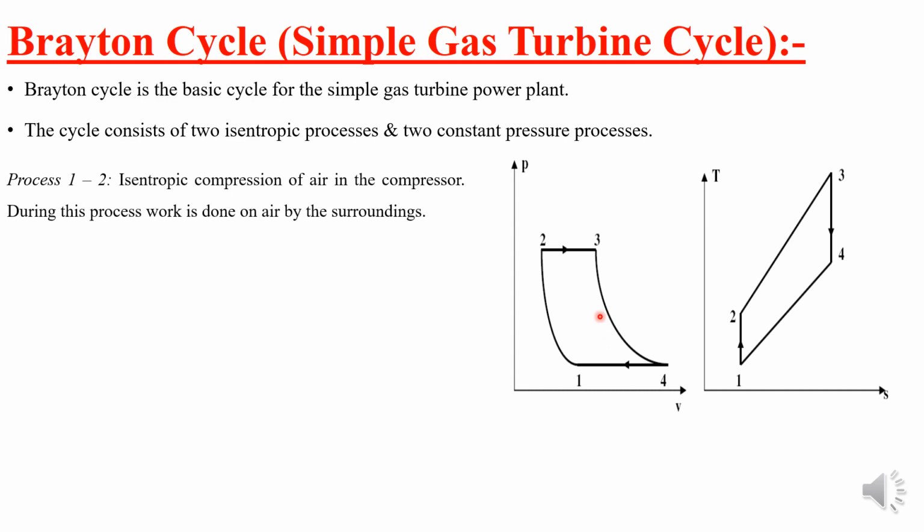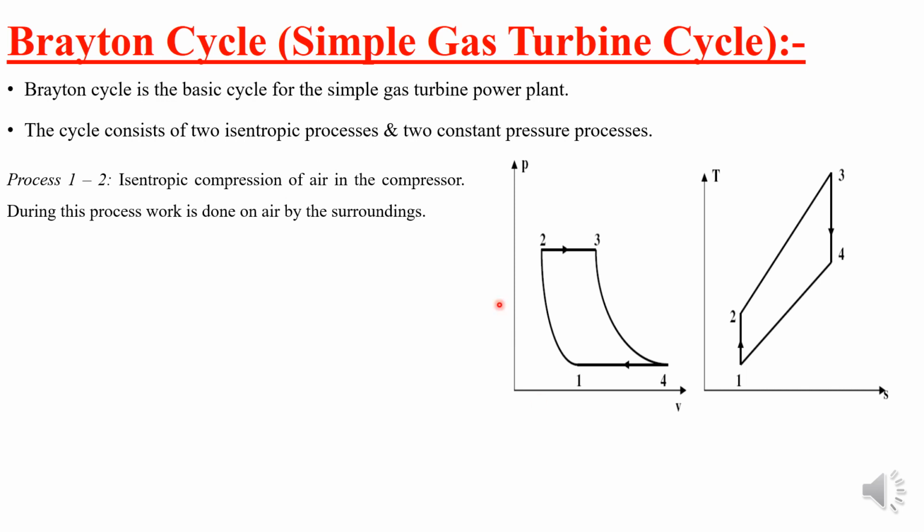For process 1 to 2, as I already told, it is the isentropic compression of the air. The working fluid over here is air, and the component is a compressor. The compressor compresses the air from pressure P1 to P2. During this process, work is done on the air by the surroundings, meaning we have to supply work so as to compress the air. So 1 to 2 is the work input.